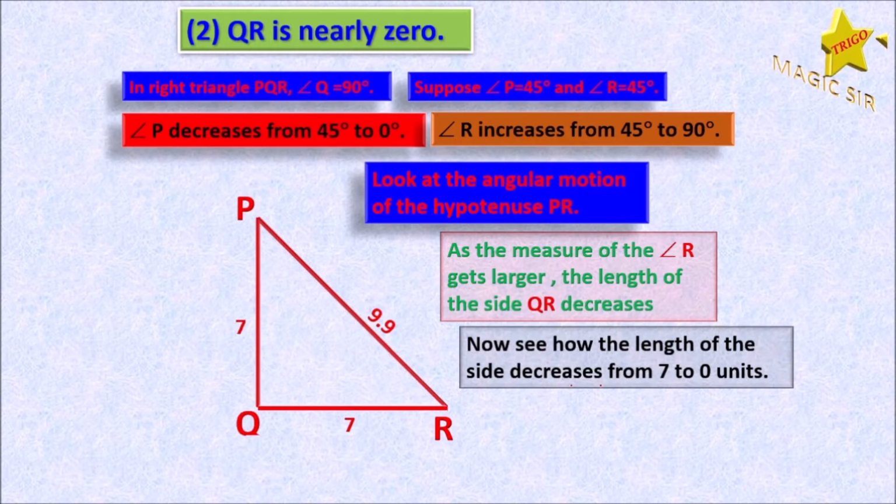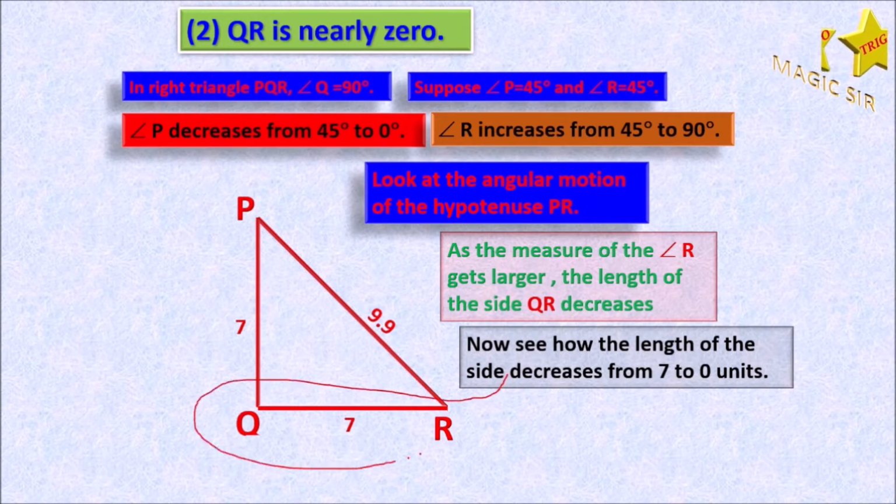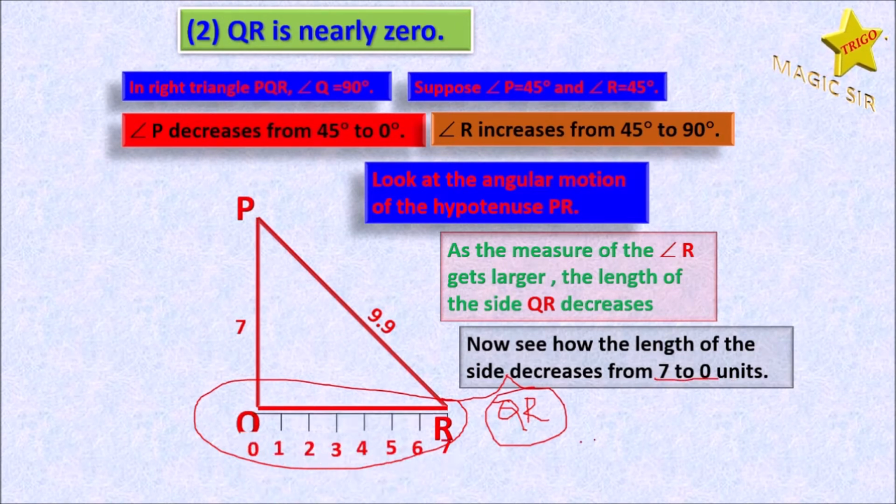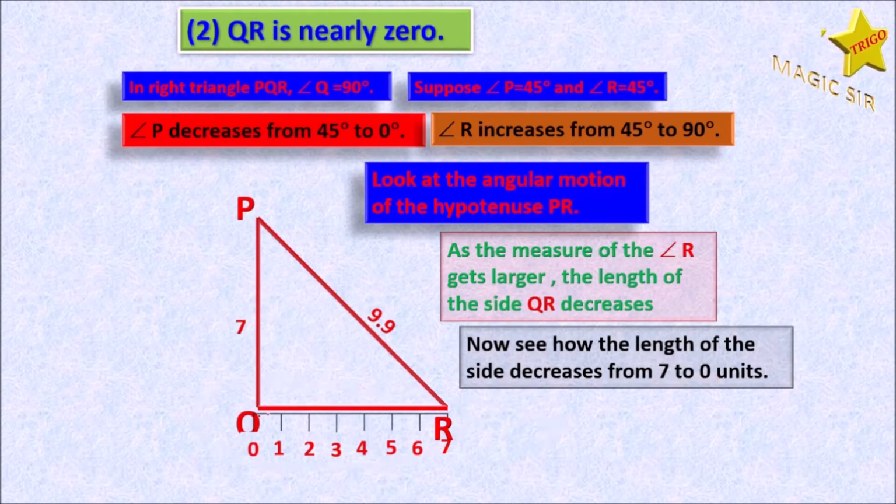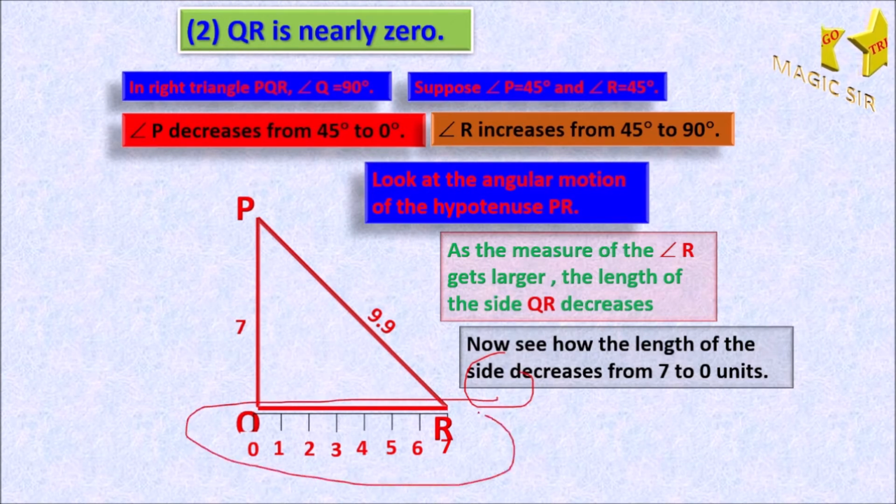For this, let us divide side QR into 7 equal parts. So the length of each part is 1 unit. See in the figure. Now look at the angular motion of PR. Angle R becomes larger and larger. So the side QR decreases. See the animation.